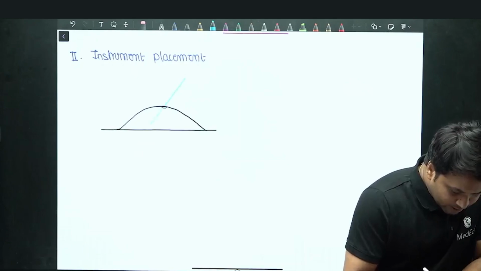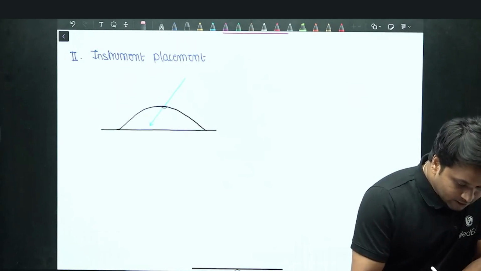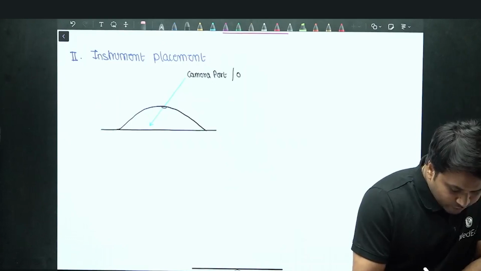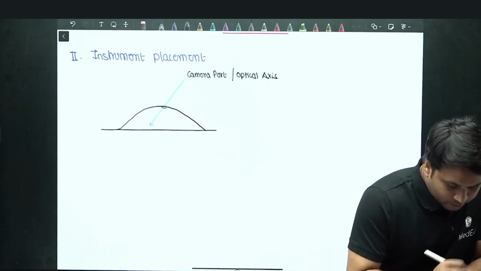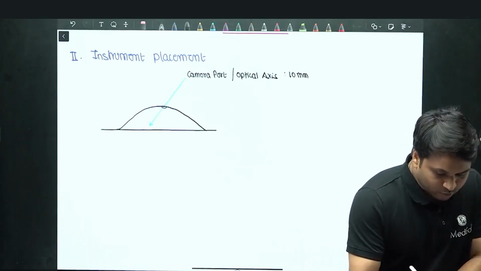So this is the camera port. Now the camera port is also called the optical axis, through which you will put your camera, right? Usually it's a 10 millimeter port.